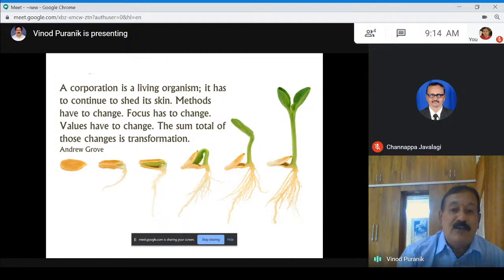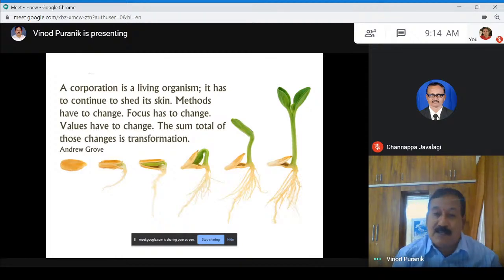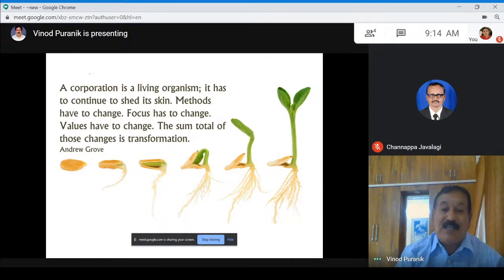A corporation is a living organism. It has to continue to shed its skin. Methods have to change. Focus has to change. Values have to change. The sum total of those changes is the transformation. This is not just apply and get the things done. No, you have to change. The culture has to change. So this is very important, given by the Andrew Group.